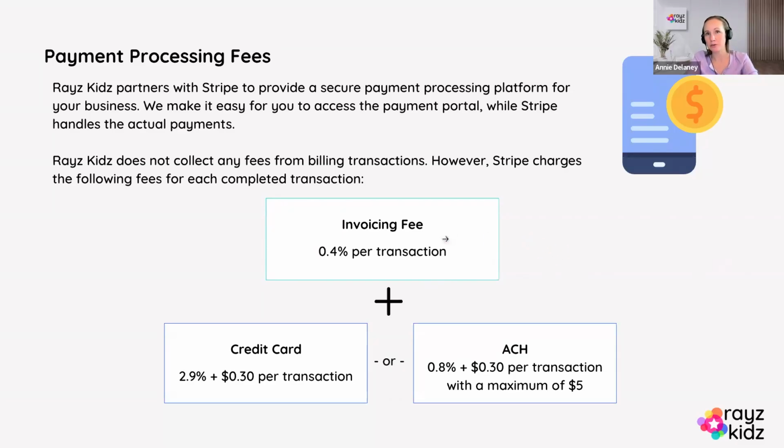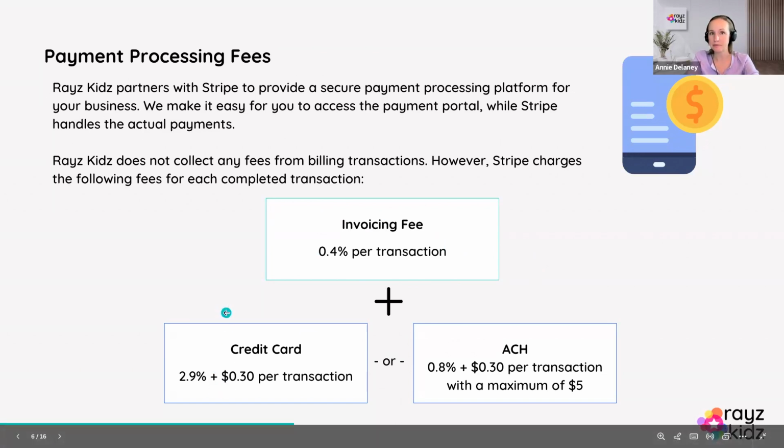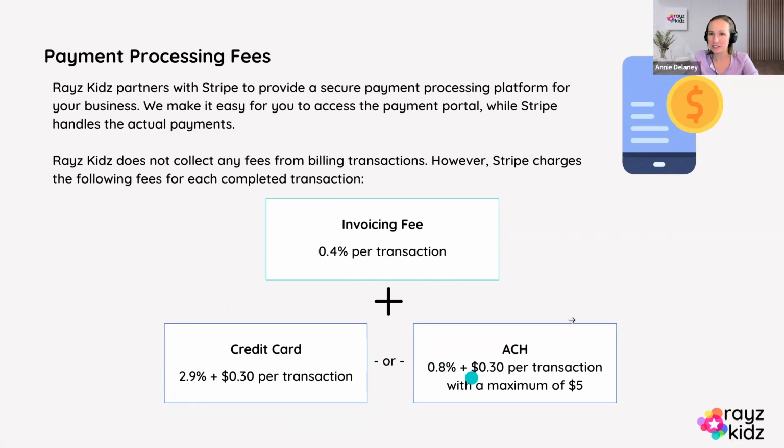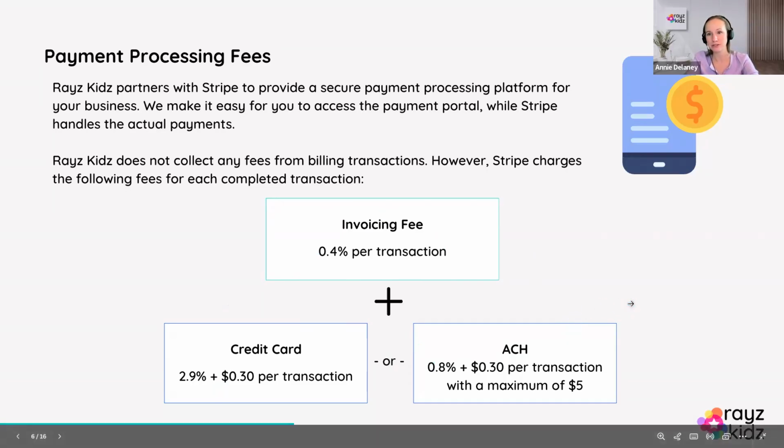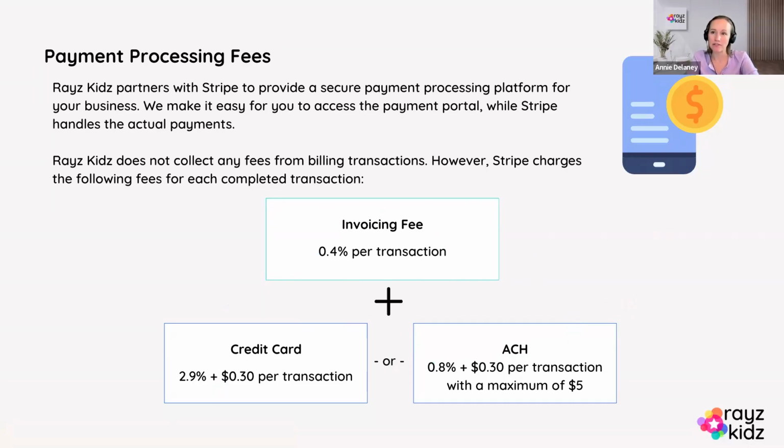So there's a couple of things that they charge. One is an invoicing fee. This will be for anything that goes out to a parent that is paid by the parent through Stripe. You'll get an invoicing fee of 0.4% per transaction. And then it also depends on how they're paying. For credit card, it will be a higher fee of 2.9% plus 30 cents per transaction. ACH is a bit lower. It's 0.8% plus 30 cents per transaction at a maximum of $5 per transaction. So those are the fees to be aware of. That would be one reason to keep on or off certain payment types. And just to be aware that these invoicing fees are a part of the transactions.